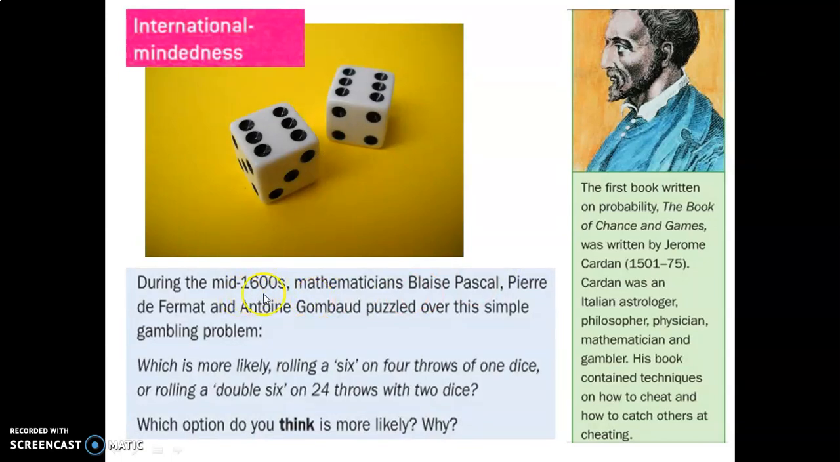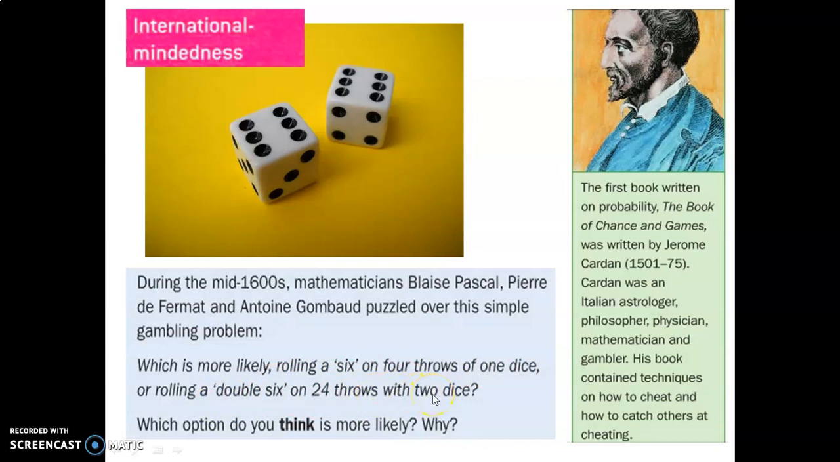During the mid-1600s, mathematicians Blaise Pascal and Pierre de Fermat and Anton Gamow puzzled over this simple gambling problem. And the problem was this: which is more likely, rolling a 6 on 4 throws of a die, or rolling a double 6 on 24 throws of 2 dice?